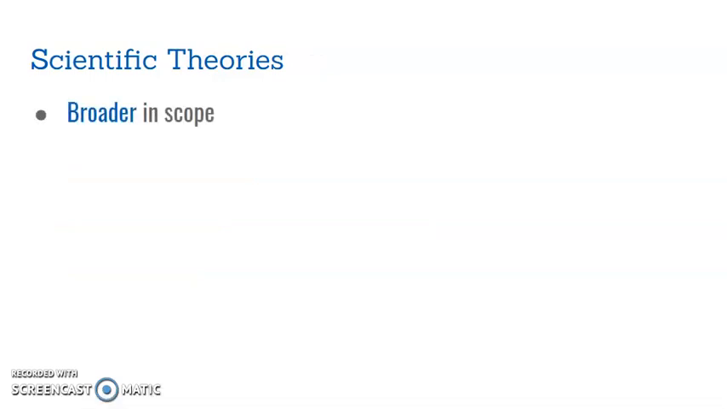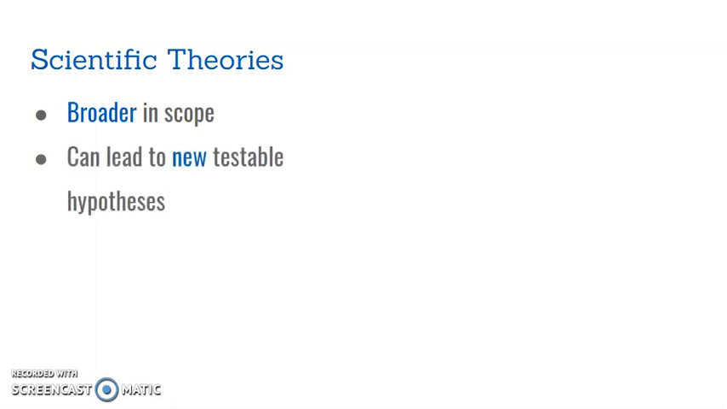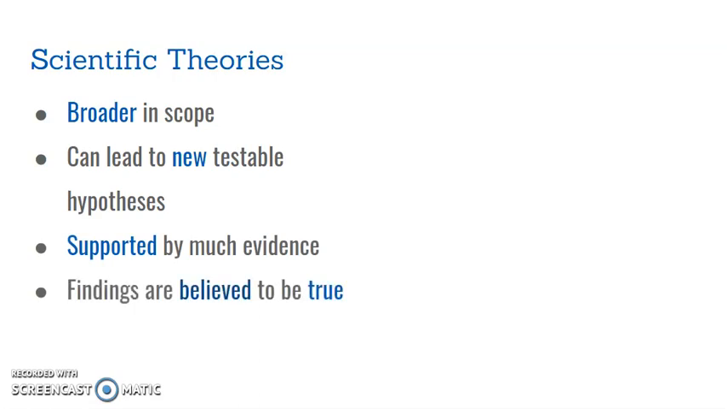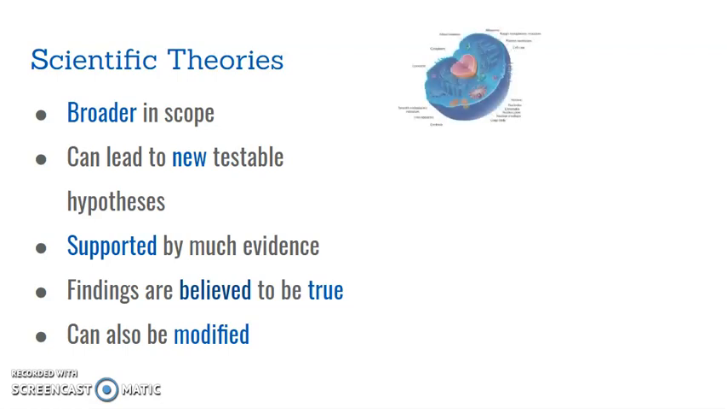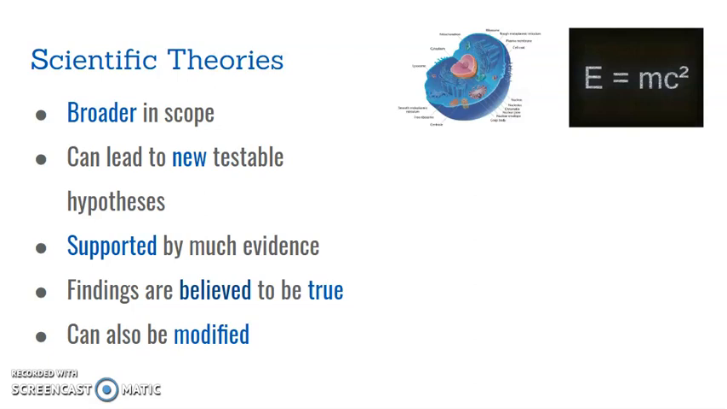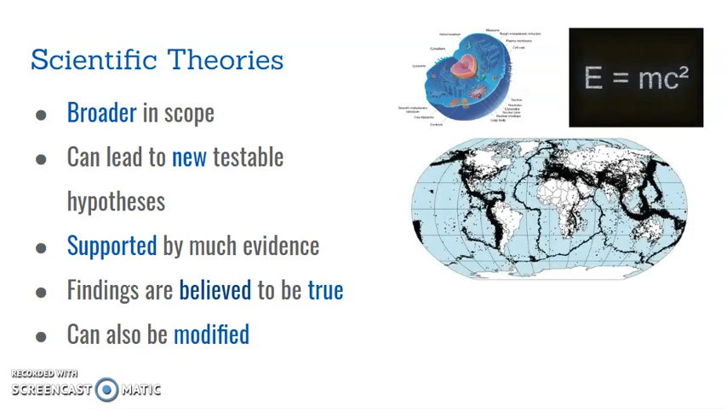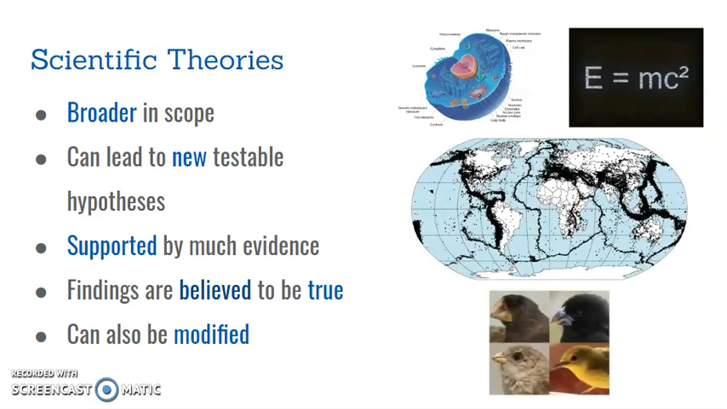Foundational to this body of knowledge are scientific theories. Theories are much broader in scope than a hypothesis. They can lead to new testable hypotheses. They are supported by much evidence, whose findings are believed to be true, and can also be modified or changed depending upon any new evidence. Some examples include the cell theory, relativity theory by Einstein, theory of evolution, and plate tectonics theory.